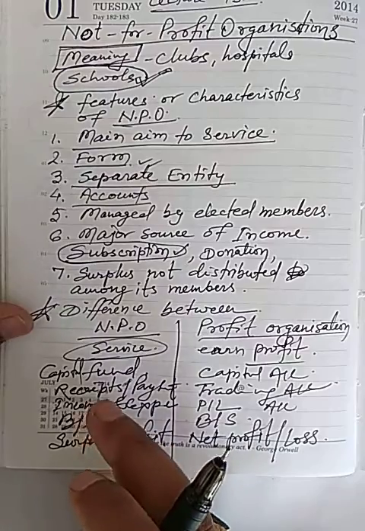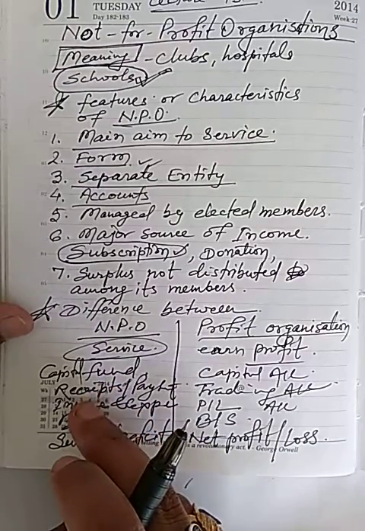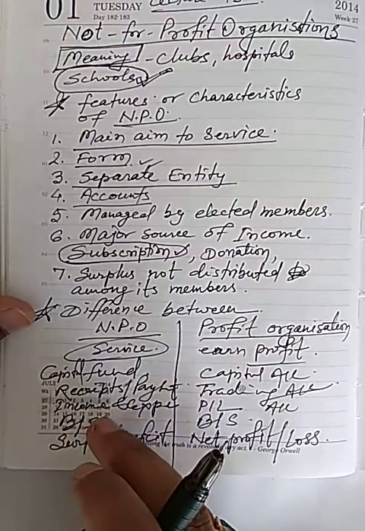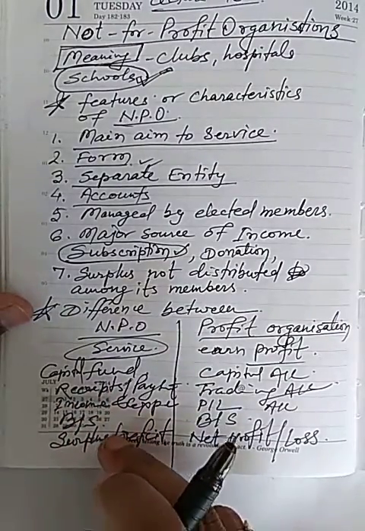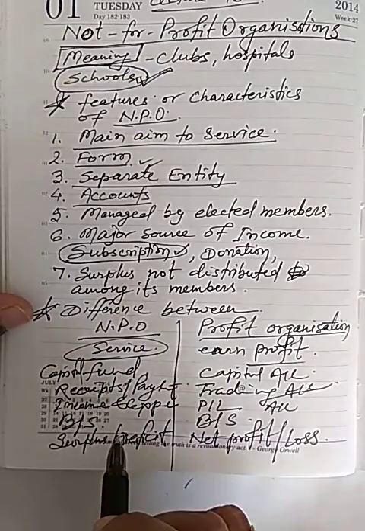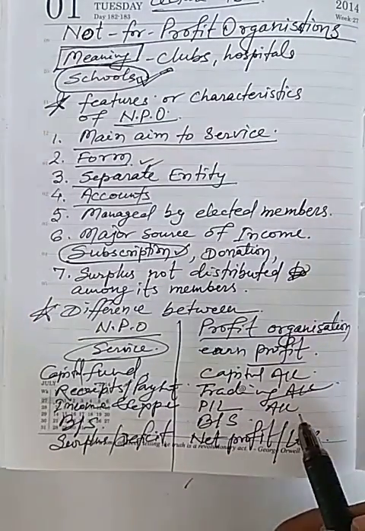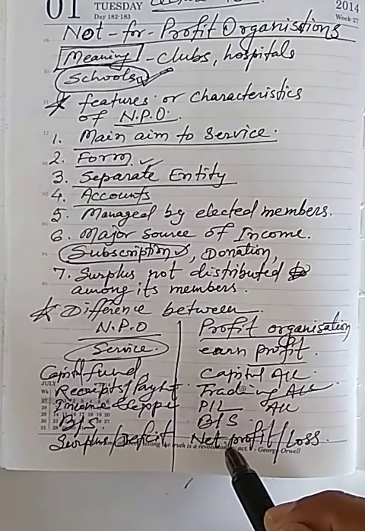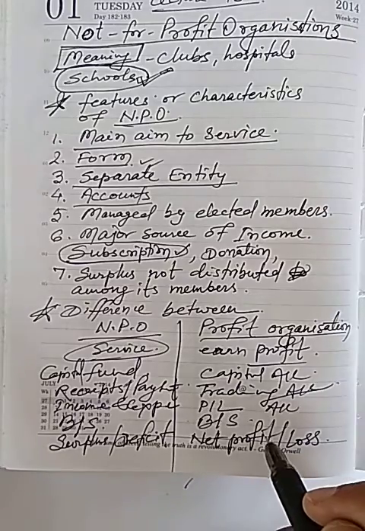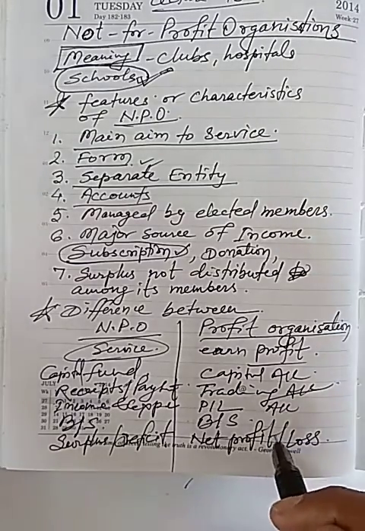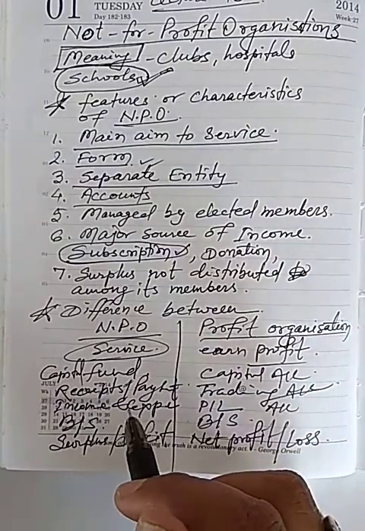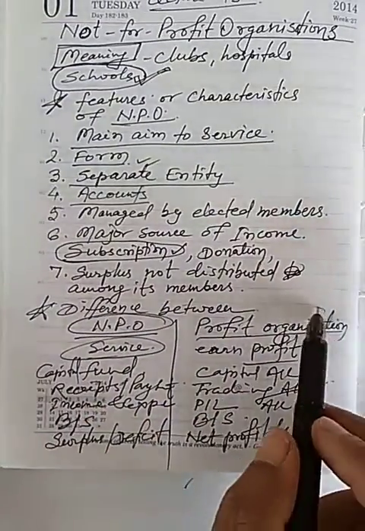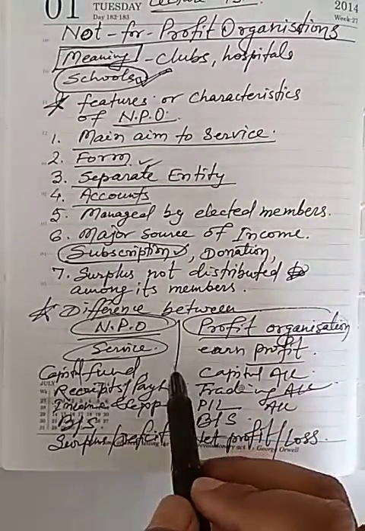Surplus of a not-for-profit organization is not distributed among its members. It is adjusted in the capital fund, but profit of a profit organization is distributed among the owners of the business. So these are the basic differences between not-for-profit organization and profit organization.